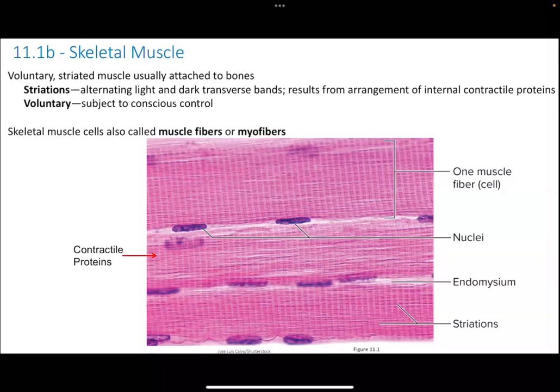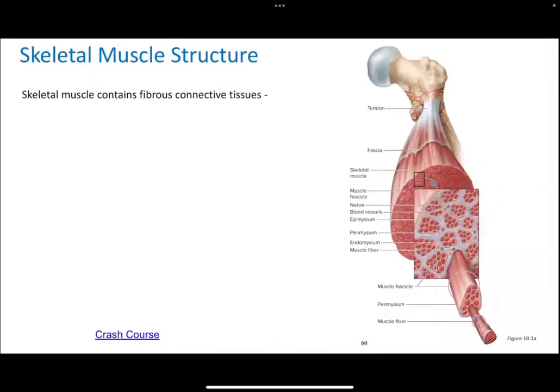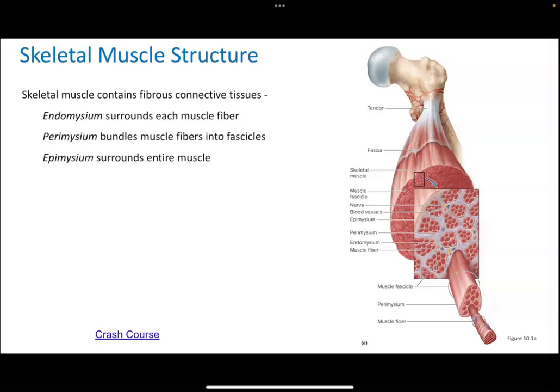It's voluntary control. And the skeletal muscle cells are also known as muscle fibers or myofibers. So you're going to want to know those terms and know what they mean. Skeletal muscle has a lot of components. One of those major components is different fibrous connective tissues. These fibrous connective tissues appear in different places.